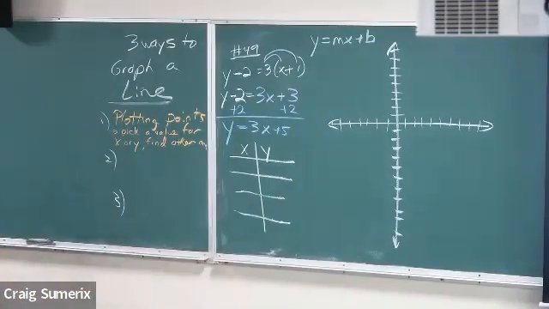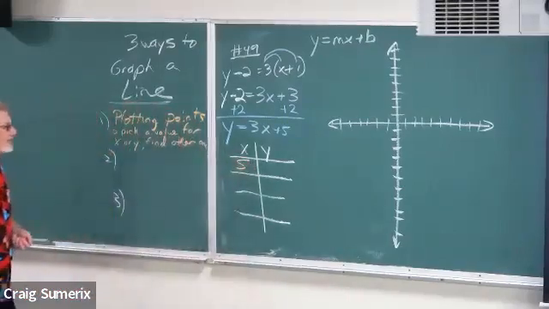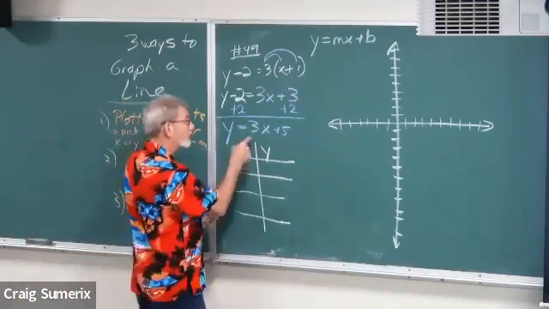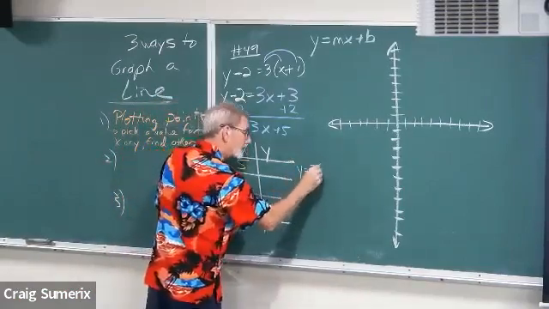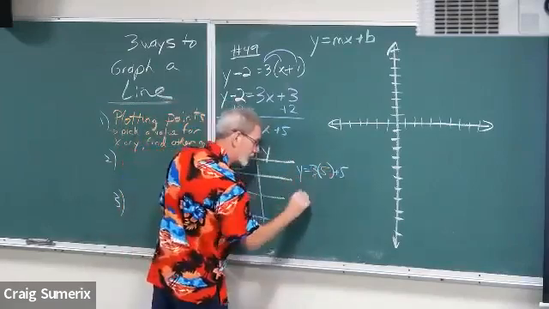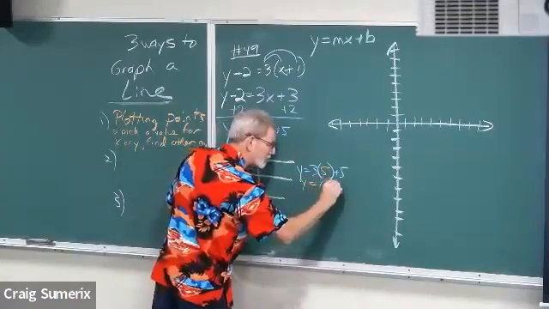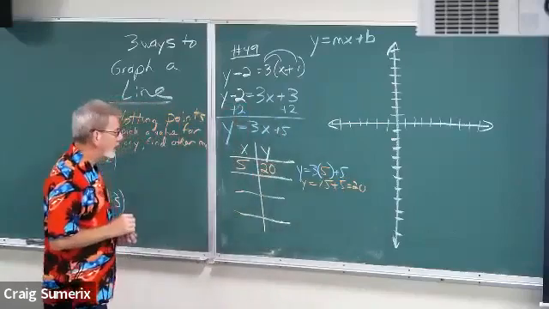Don't care what it is. 5. 5 for what? X or Y? If X is 5, what is Y? Well, can we plug it in to find out? Y is equal to 3 times X plus 5. If X is 5, then Y is equal to 15 plus 5, which is 20. So how does that help us?